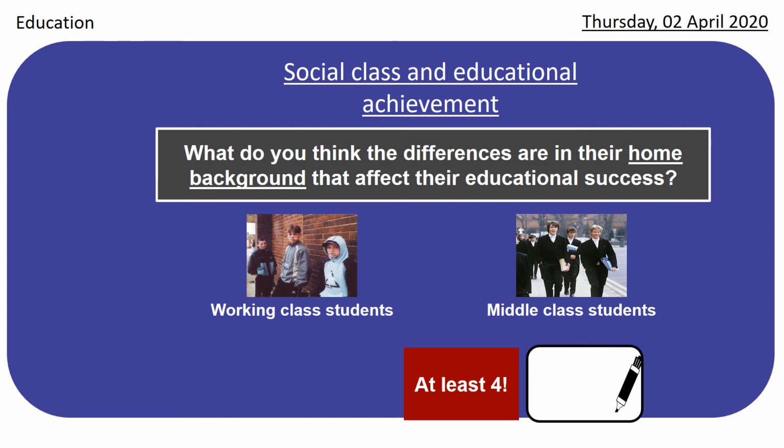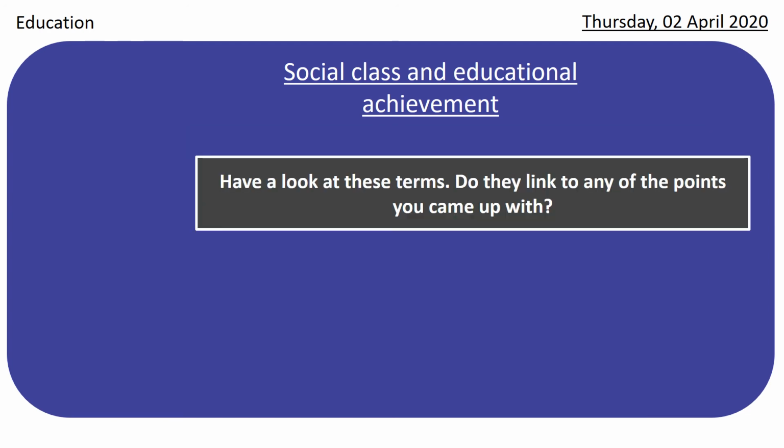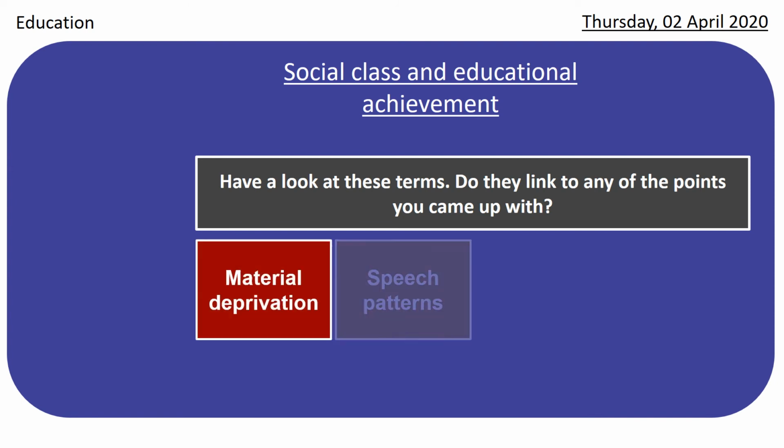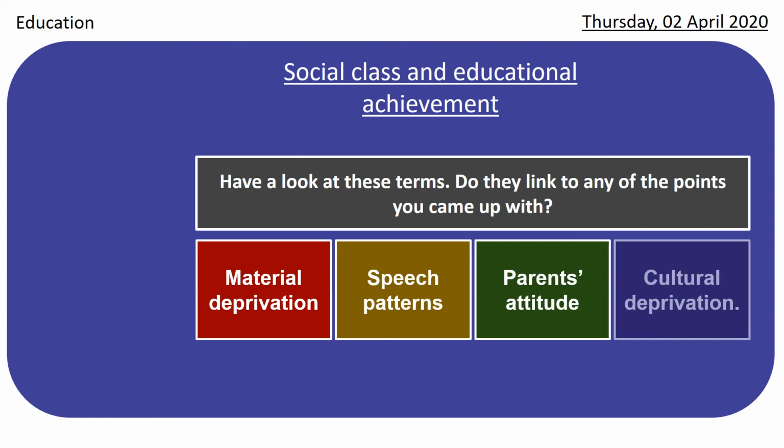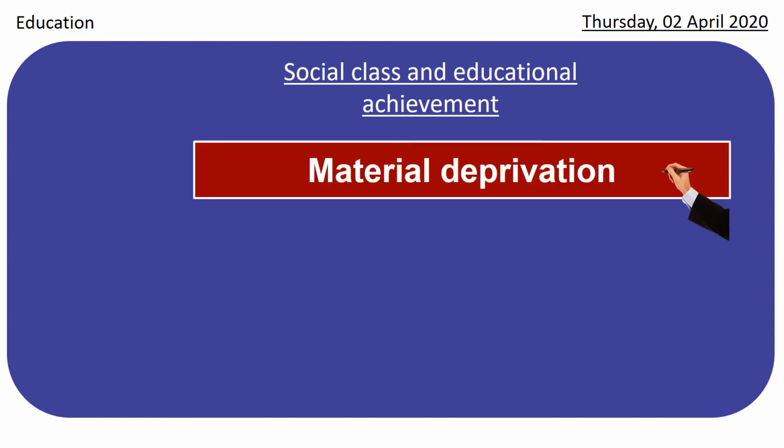Okay, what ideas did you come up with? Let's run through some of the sociological terms you need to know and see if you can link them to the points that you have identified. We're going to look at material deprivation, speech patterns, parents' attitudes, and cultural deprivation. Let's start with material deprivation.